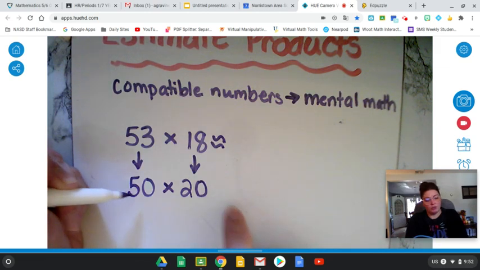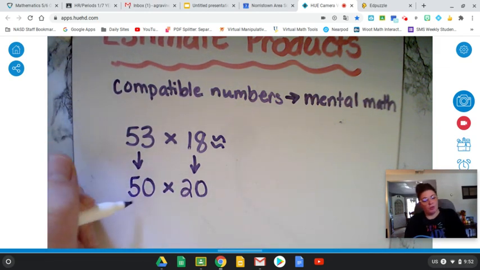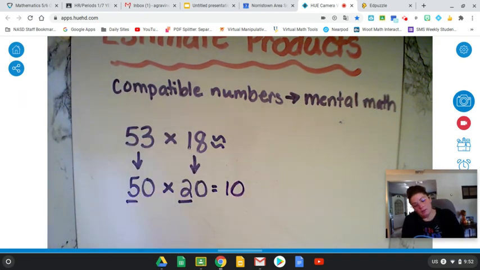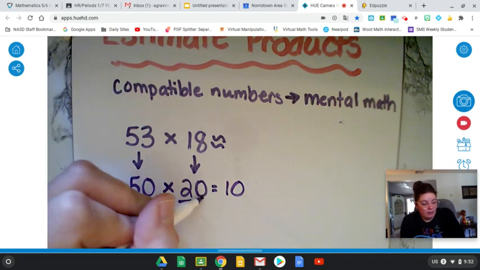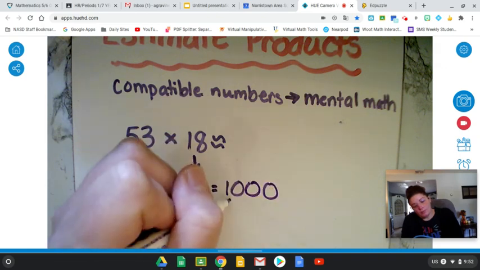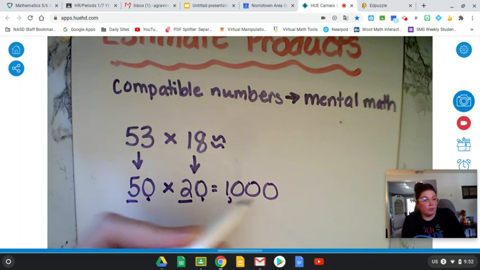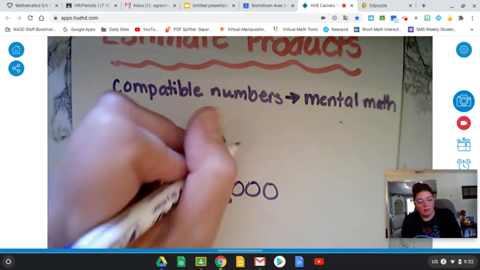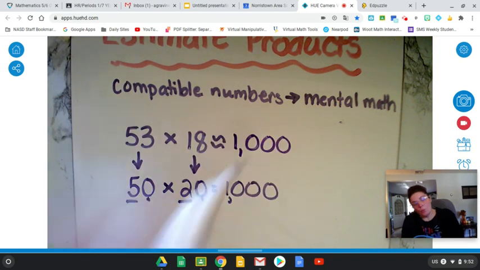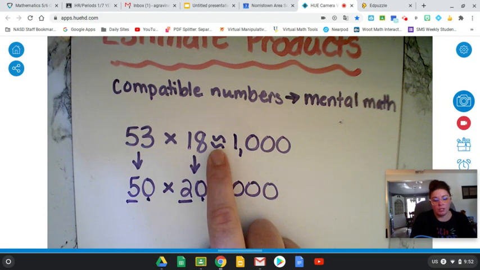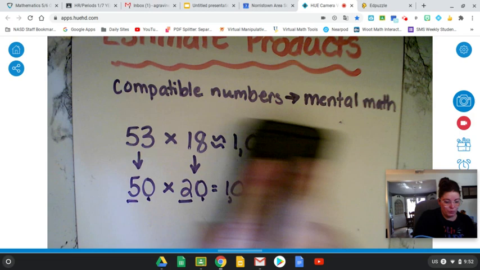And lastly, I need to multiply using mental math. Pull out your basic fact, 5 times 2 is 10. And then I still need to add 2 more zeros. 1, 2. So 50 times 20 equals 1,000. Our estimate for 53 times 18 is about 1,000. Notice I used these lines which tell us that it's an estimate. Okay, let's work on another one.